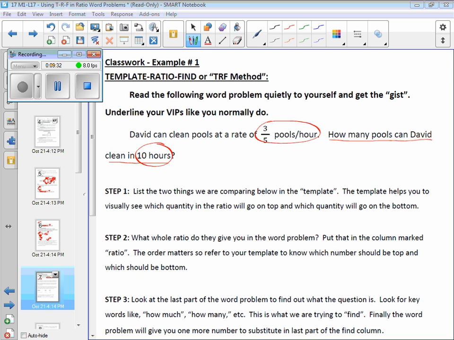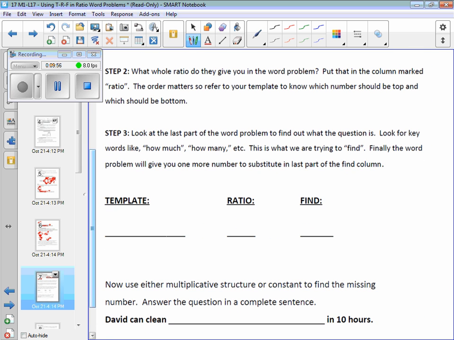First part is called the template part. So here's my question. When you do a template, what things are you comparing in your ratio? Pens, pencils, boys, girls, erasers, chairs. What is it that we are comparing in our ratio? Martina. Okay, the steps are laid out here for you to read, but I'm going to talk you through the process. You are comparing pools to what was it, hours? I forgot. Hours. You actually write those words in, pools over hours.